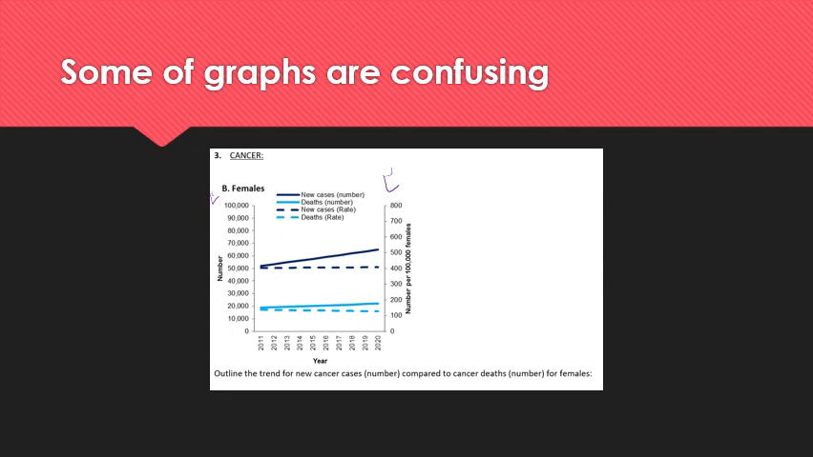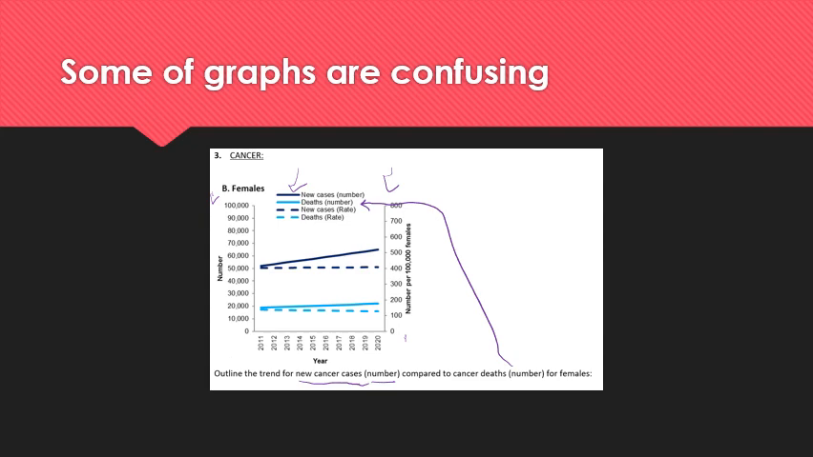In this case, they're looking for the trend for new cancer cases number. So they're looking at this blue line compared to cancer deaths number for females. Okay, and so you've got your females number here, and you've got your number per 100,000 females here. Let me have a look. I'm just reading. Okay, so you're comparing the new cases, so the dark blue line, to the deaths in number for females, which is this light blue line.